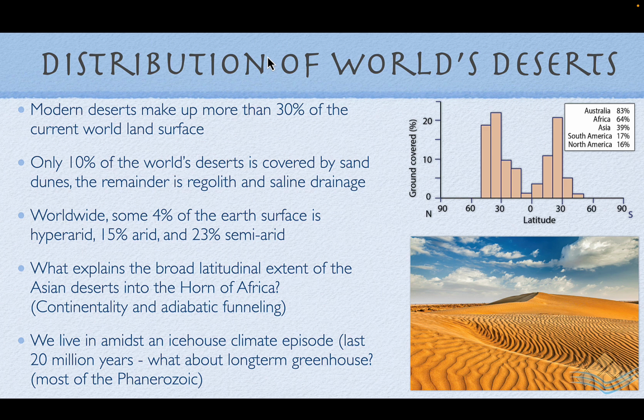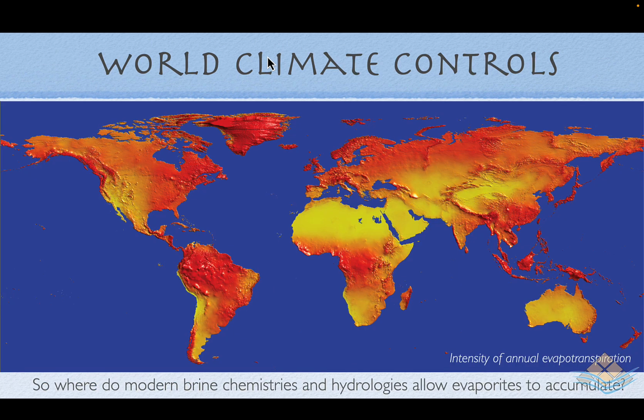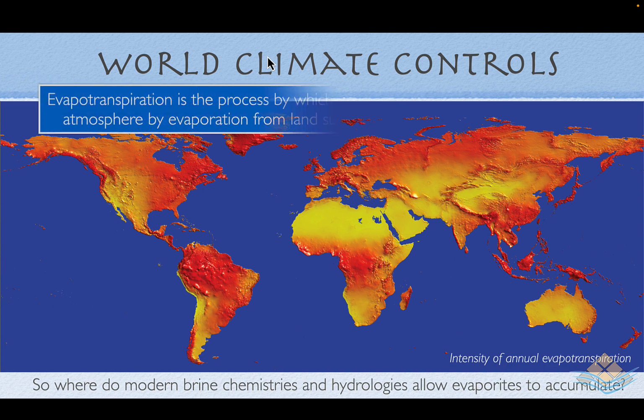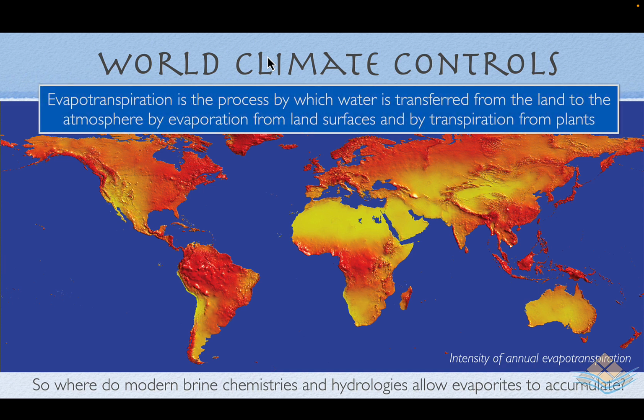Coming back to the Holocene, where do modern brine chemistries and hydrologies within this framework of aridity allow evaporites to accumulate? Well, this is a map of annual evapotranspiration. Evapotranspiration is the process by which we transfer water from the land to the atmosphere via solar-driven evaporation, in combination with the metabolic transpiration from plants. It captures both solar evaporation and biogenically driven transpiration in photosynthesizing plants.